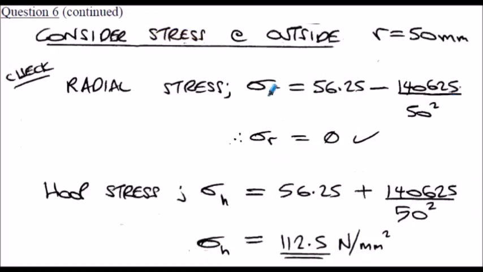If we now consider the stresses at the outside surface when R is equal to 50 millimeters, putting 50 millimeters into the radial stress equation, the radial stress is 0, which it should be for the boundary conditions, so that checks. And putting the 50 into the hoop stress equation, we find the hoop stress at the outside is 112.5 newtons per millimeter squared.